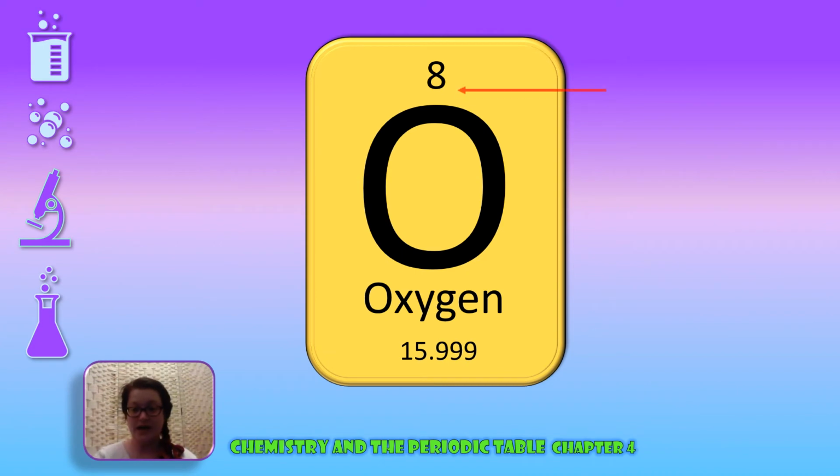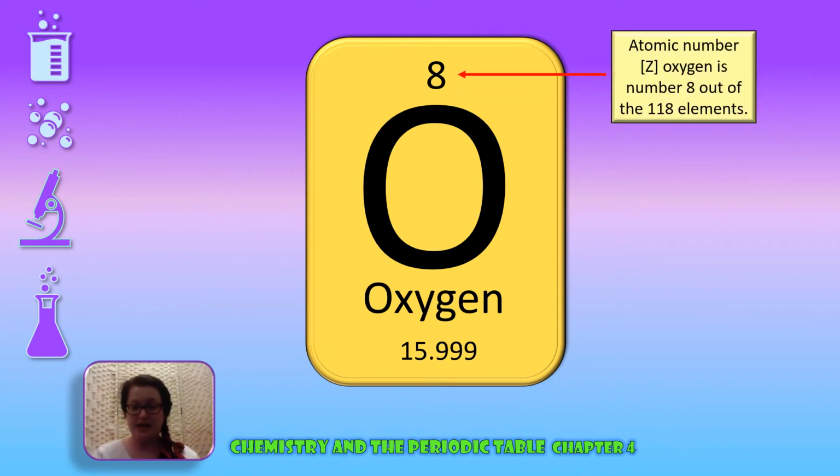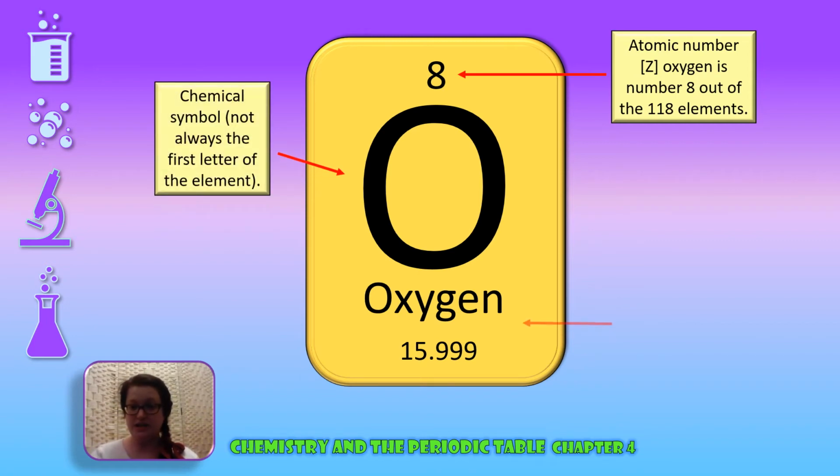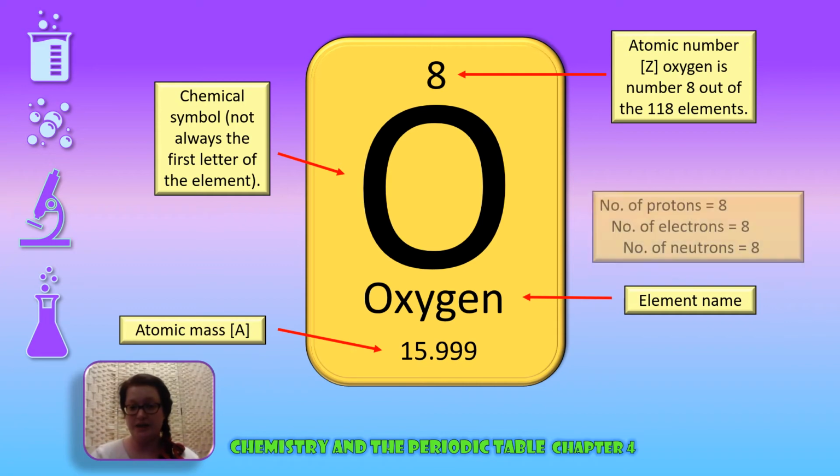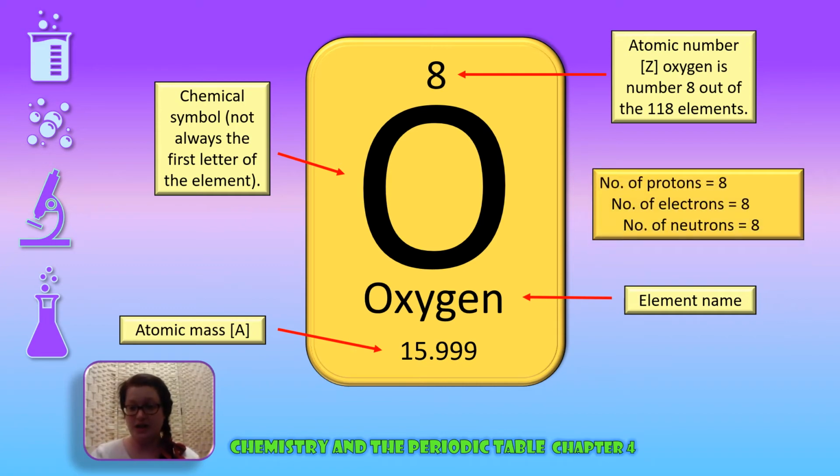Okay, so here we've got a representation of a single element, with just the bare necessities of information. We've got the number 8 at the top, which is the atomic number, and this would be the 8th out of 118 elements. We've also got the chemical symbol, which won't always be the first letter of the element name because of its origin and how it was first made and written back in the olden days. We've got the atomic mass, represented as an A, and here it is 15.999, and sometimes on periodic tables that is just 16. So we've got oxygen, it's got 8 protons, 8 electrons, 8 neutrons. There you go.